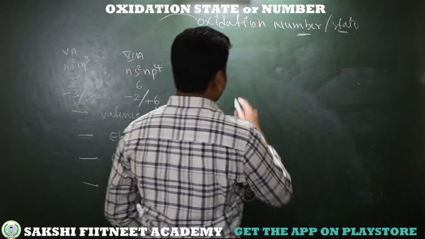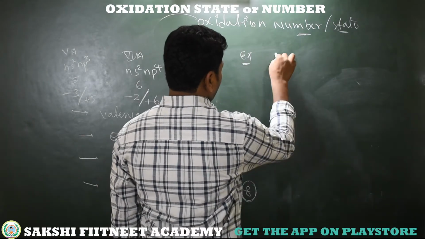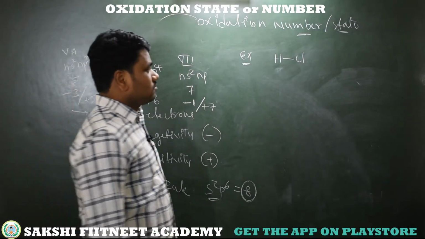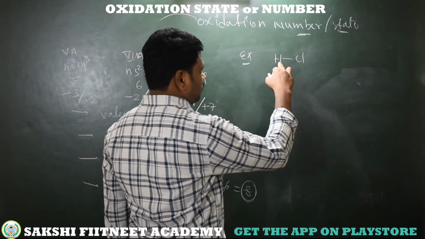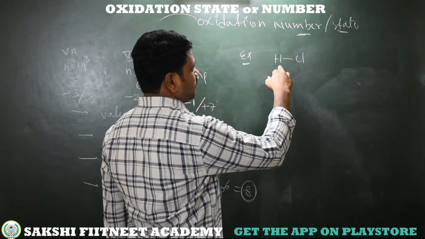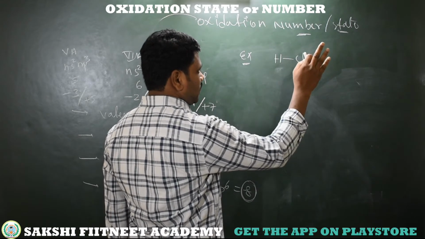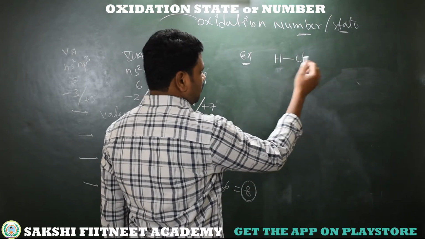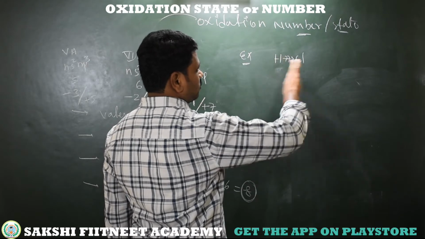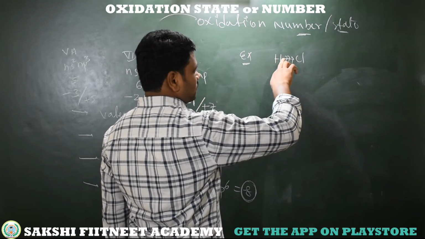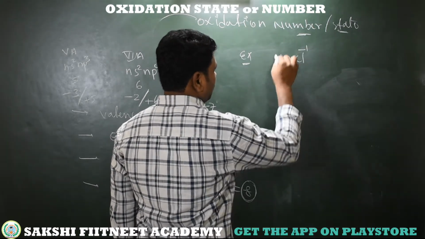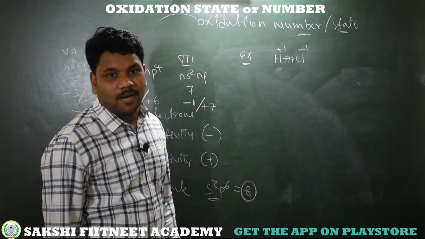I am taking examples here. See here, hydrogen bonded to chlorine. This is a covalent compound, but here chlorine is more electronegative, hydrogen is less electronegative, 7 valence electrons, 1 valence electron. So this hydrogen is ready to donate 1 electron, chlorine is ready to gain 1 electron. Actually it's a covalent bond. The sigma bond electron is displaced towards chlorine, that means this electron, which is the hydrogen electron, is also displaced towards chlorine. So chlorine gets -1, hydrogen gets +1.